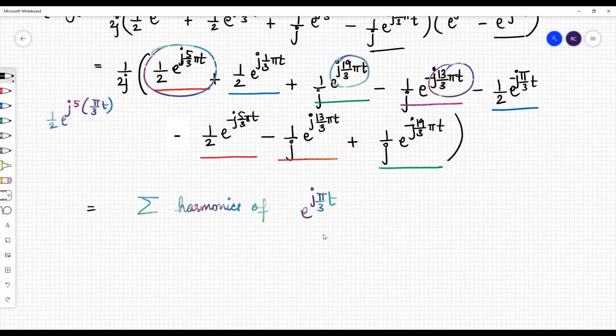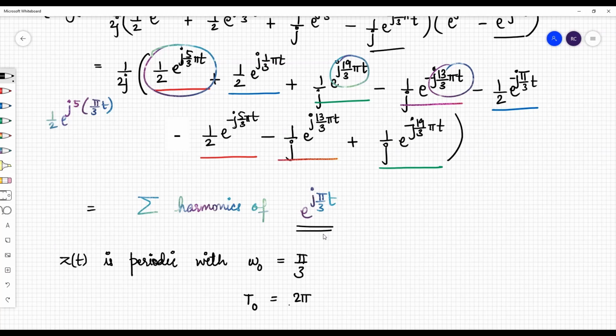So we have shown that this signal zt, which was a product of xt and yt, is nothing but a summation of harmonics of e to the power j pi by 3t. And because these are harmonics being added on top of each other, it is still going to be periodic. And what is the lowest common frequency of these signals? Pi by 3 radians per second. And if omega naught is pi by 3, then what will be the period? 2 pi by omega naught. So 2 pi by pi by 3 is equal to 6 seconds.